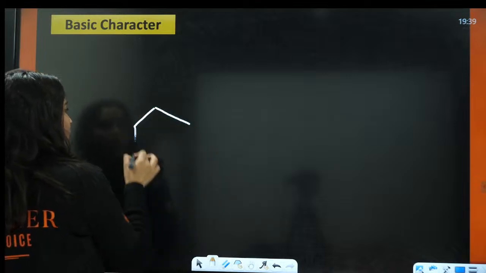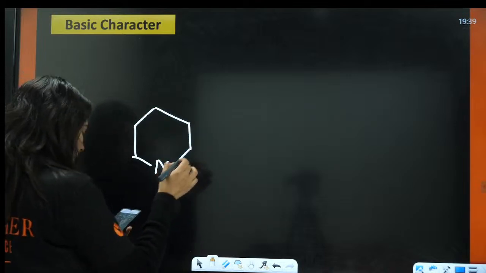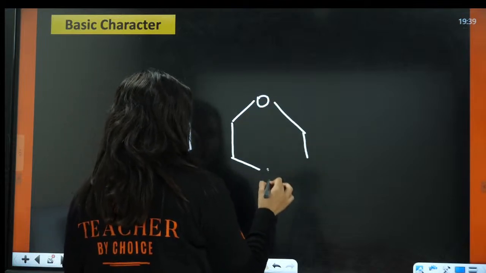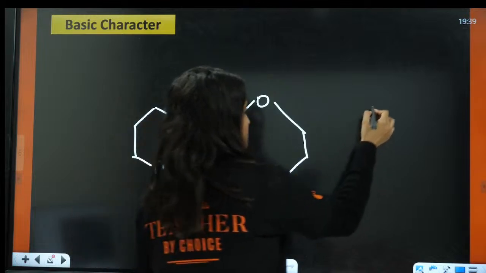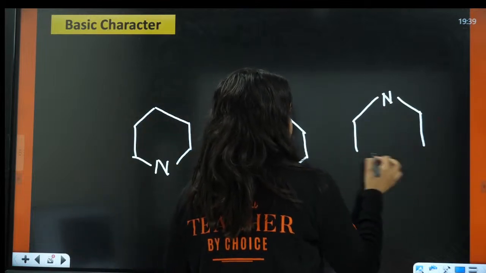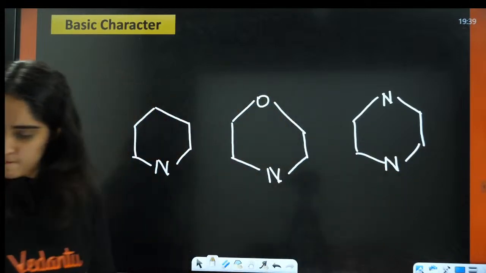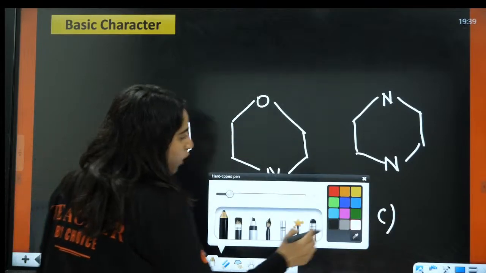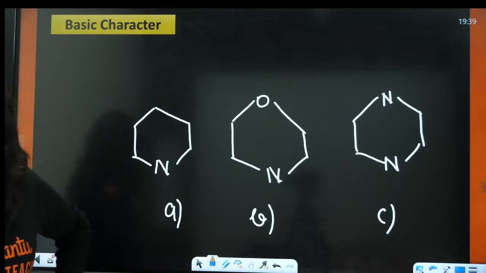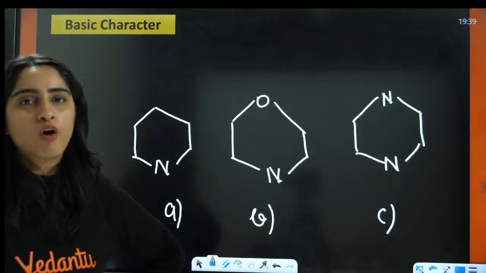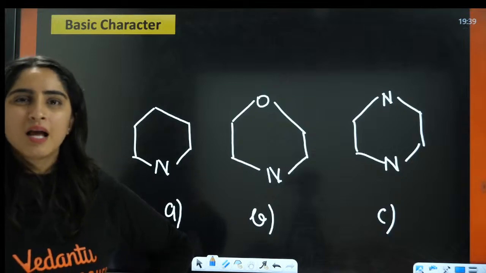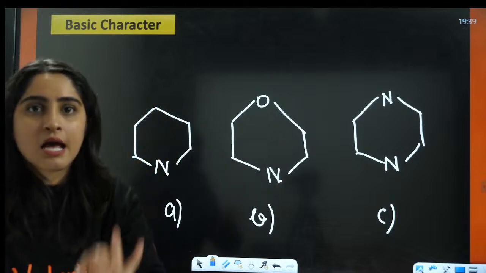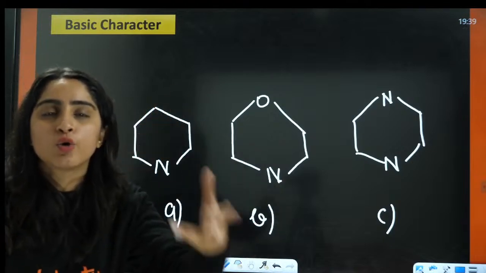What will be the basic strength order of this question? This is A, this is B, and this is C. Again, very simple. Basic strength is directly proportional to electron donating groups.